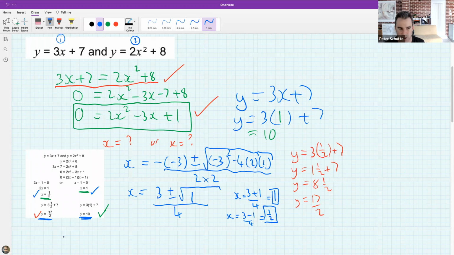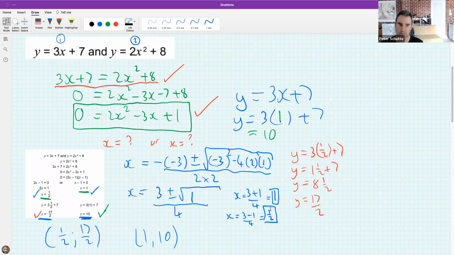I don't think you would lose any marks if you wrote it as a half, 17 over 2 and 110. If you did lose a mark, you'd lose 1 mark. But normally they say leave in coordinate form or give the intersection point. When they say solve for x and y simultaneously, they normally mean just leave it as x and y.